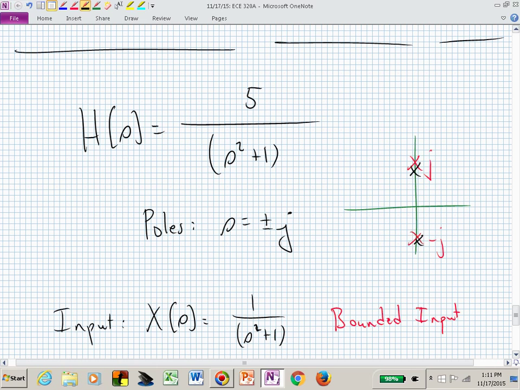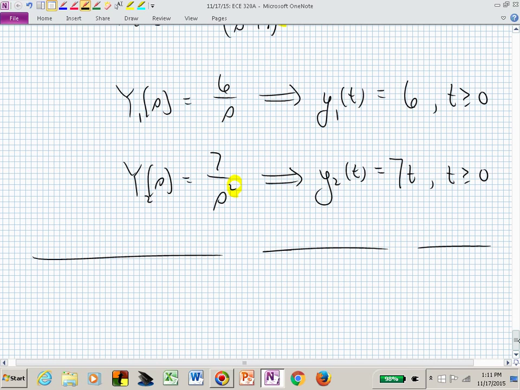All right. Let's now look at doing this not analytically, but graphically.